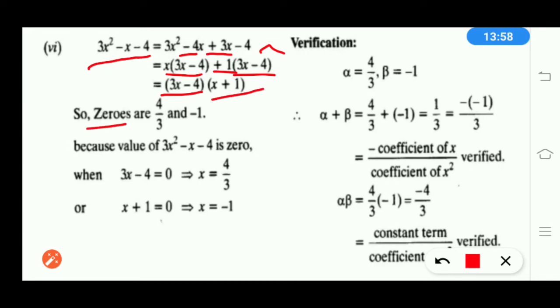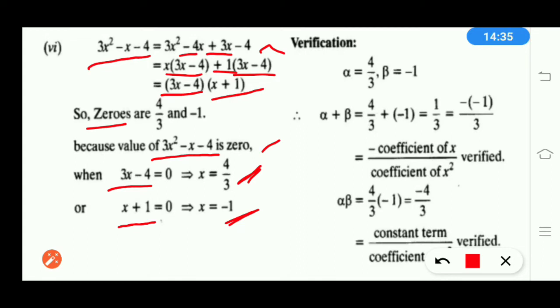So zeros are 4 by 3 and minus 1, because the value of 3x square minus x minus 4 is 0 when 3x minus 4 equals 0. That means x equals 4 by 3, or x plus 1 equals 0, so x equals minus 1. Clear? So here minus 1 and 4 by 3 are the zeros of the given polynomial 3x square minus x minus 4. Next, the verification part.